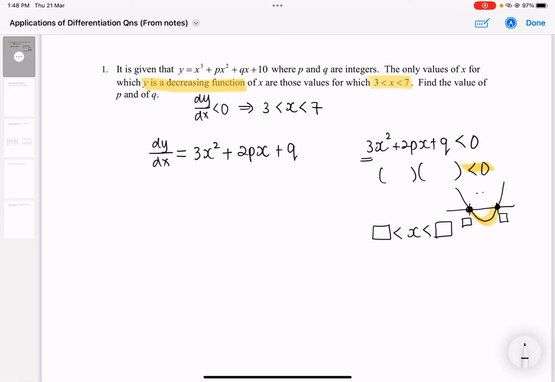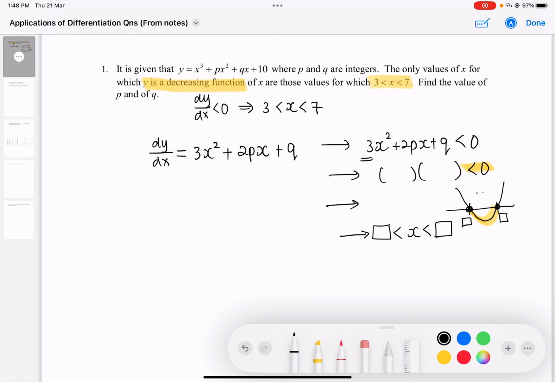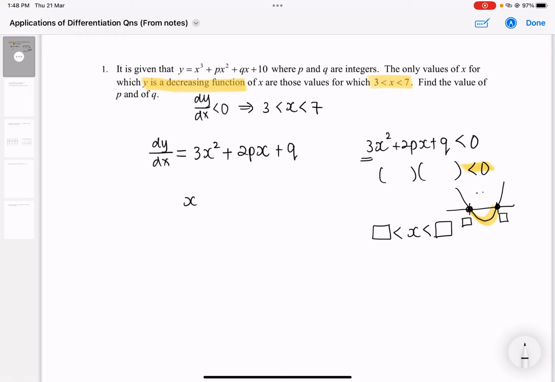Now, since this question is the reverse, we will basically need to work backwards from here to get the original inequality. Okay, so let us take a look at how we can do this. Since the question tells us that x is between 3 and 7, that means these values on the graph must have been 3 and 7. Now, if these values were 3 and 7, what would the factorized form have to look like? This must have been (x minus 3)(x minus 7) less than 0.